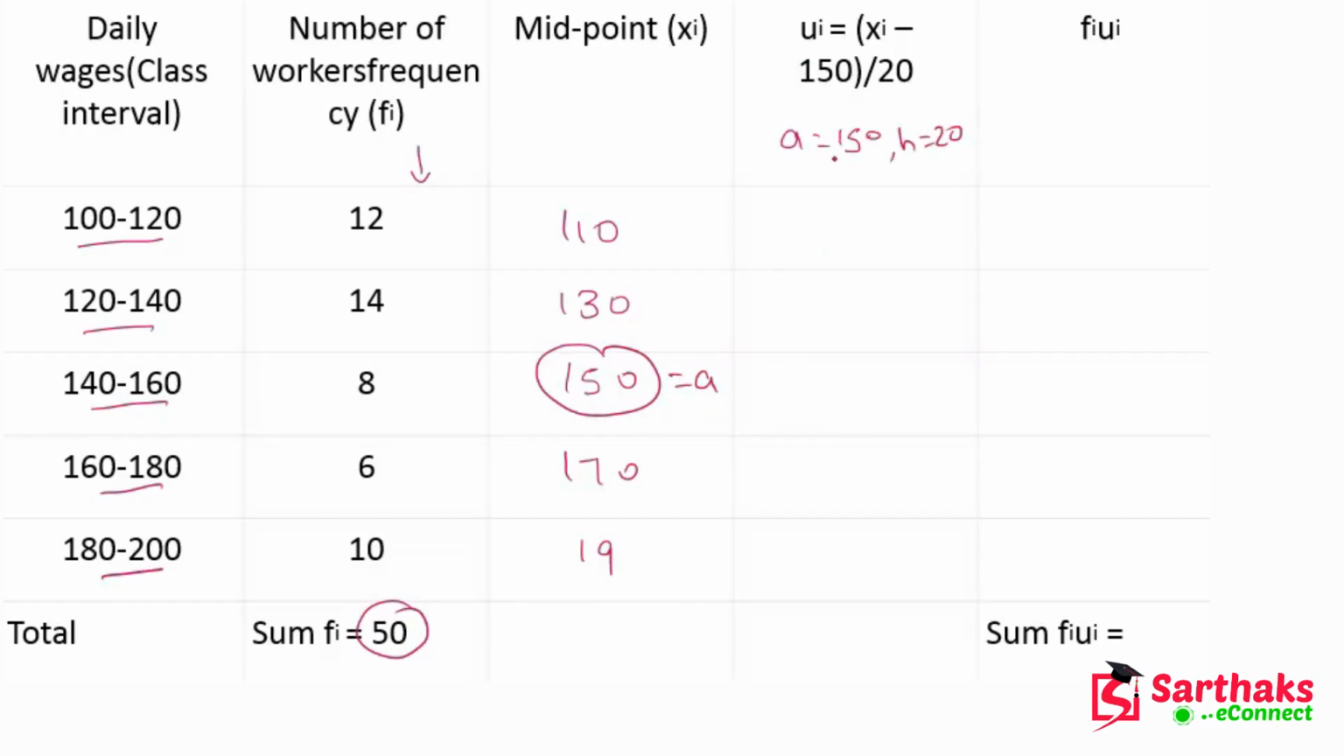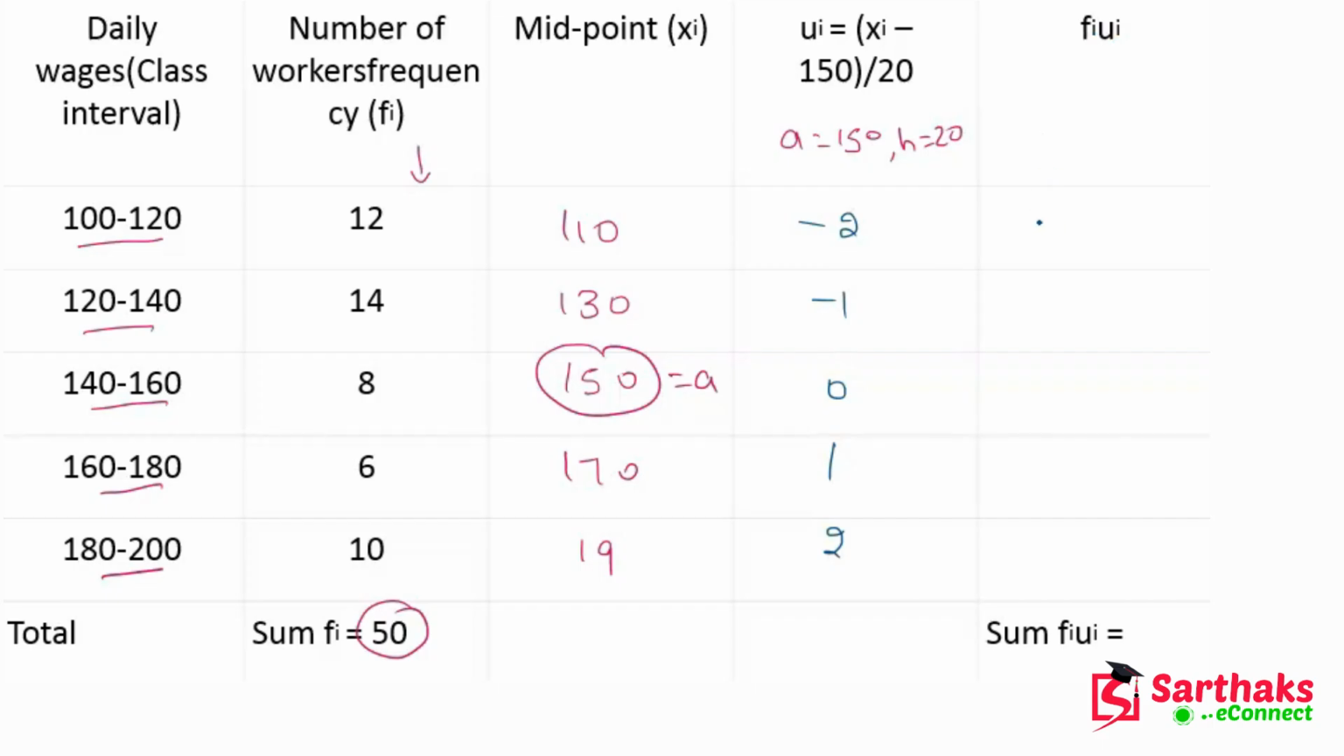Now put the values in this. For xi, we put x1. X1 is 110, minus 150 and divided by 20. Now the value is -2. In this case the next value is -1, then this will be 0, this will be 1 and this will be 2. If you solve this you can easily find these values. So this is our ui.